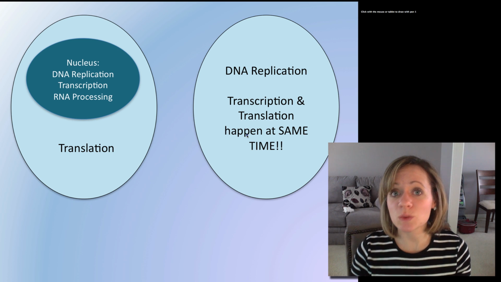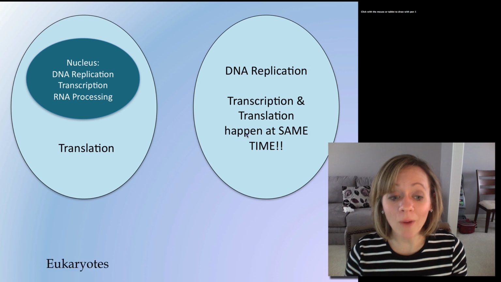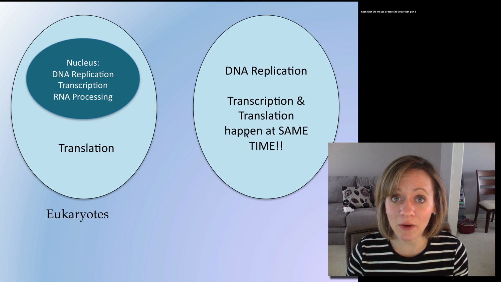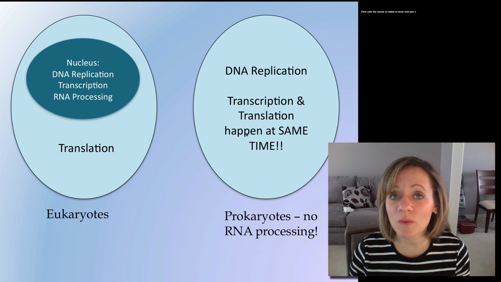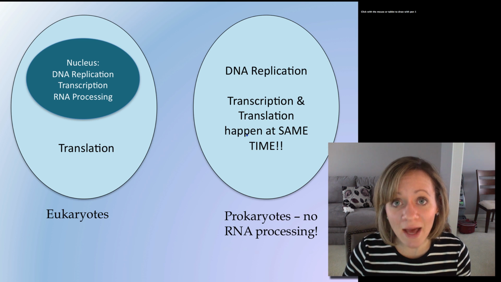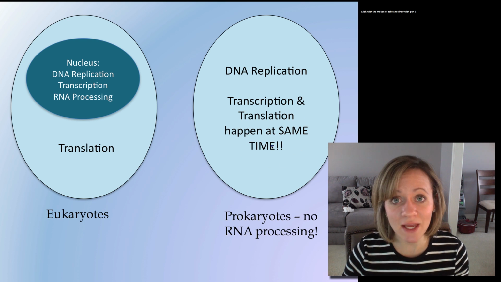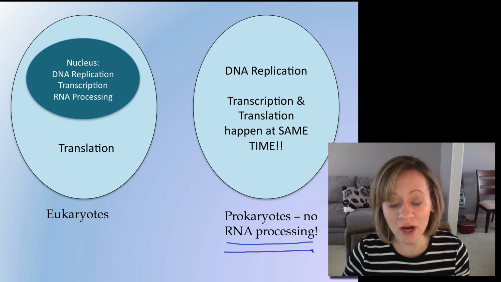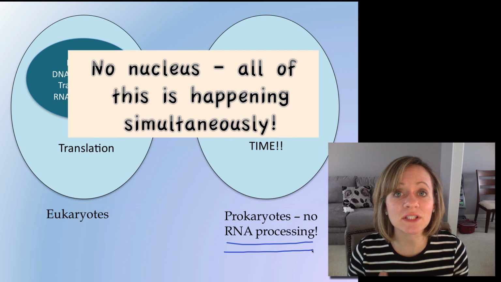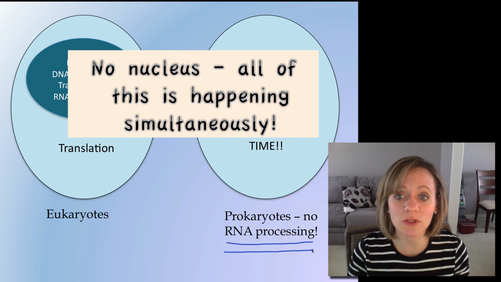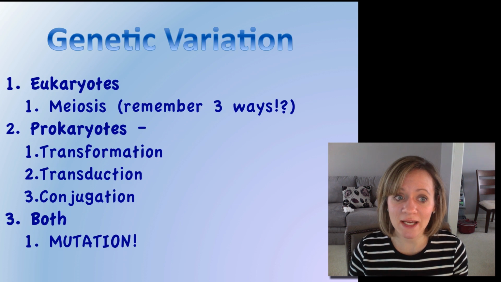So which cell is which, do you think? Well, hopefully you got it right. The one on the left is a eukaryote because it has a nucleus, and the one on the right is a prokaryote. It does not have a nucleus. So all of this is happening at the same time, and because there's no nucleus, there's also no RNA processing. This is an important difference between eukaryotes and prokaryotes. All of this is happening simultaneously.